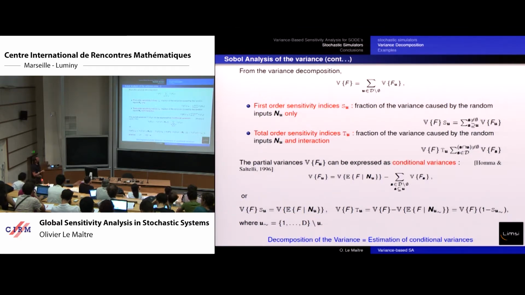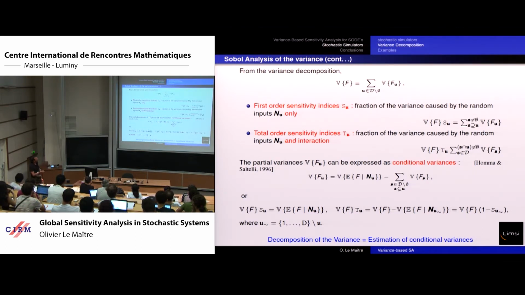So how can you define this decomposition? Here are the definitions of these partial variances. If you consider a set of directions specified by the vector u, then the variability due to this vector is simply the variance of the expectation of f given this stochastic input, minus the sum of the variances of the functions that contain this set of indices. And you have the other definition here.